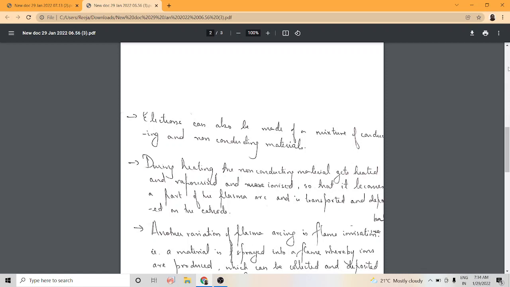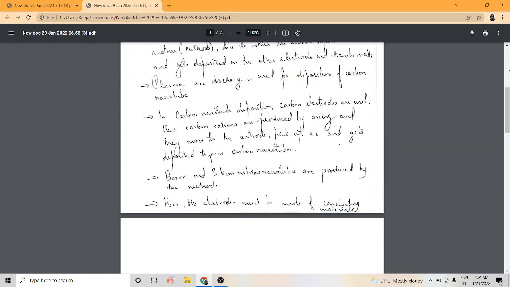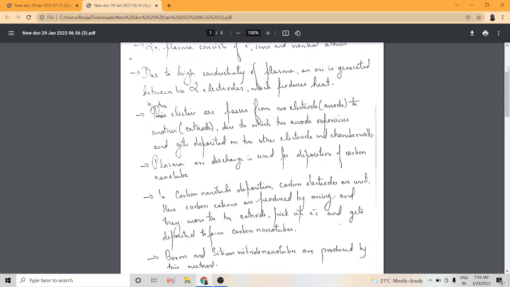So this plasma arc discharge is used for the formation of the nanostructures. Let us see how. That is, the electric arc passes from one electrode, that is the anode, to the other electrode, that is the cathode, due to which the anode vaporizes and it gets deposited on the other electrode and the chamber walls to form the nanostructures.